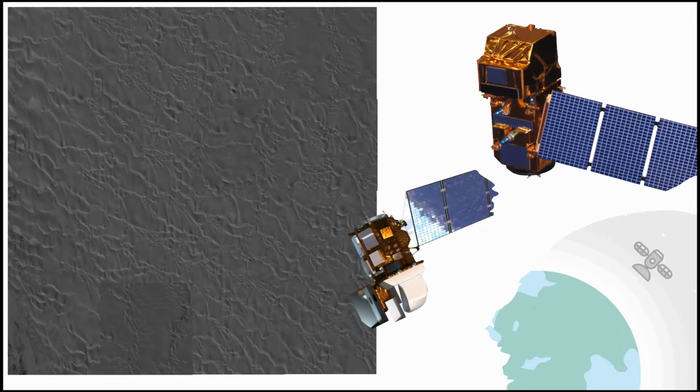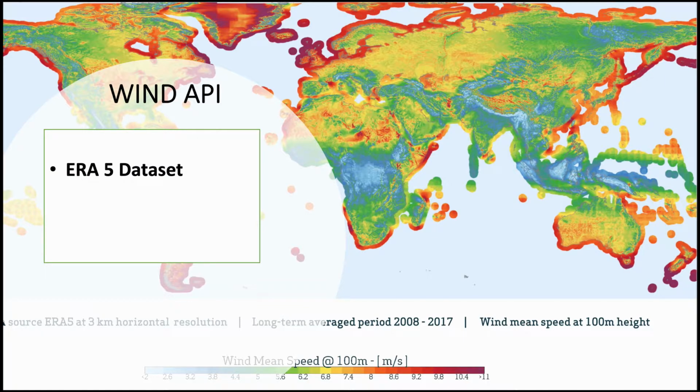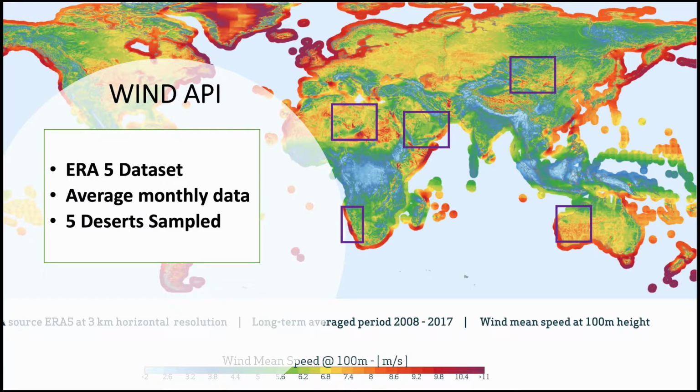An image that we acquire looks something like this. This is a typical square we would acquire. It's 0.1 degree of latitude, which amounts to about 11.1 kilometers in terms of spatial dimension. The API that we use for the wind direction is the ERA5 dataset. We use the average monthly data, averaged over 10 years. We selected both satellite images and wind data from 5 Earth deserts. In those deserts, we had regions with sand and dunes, and regions with only rocks and mountains.